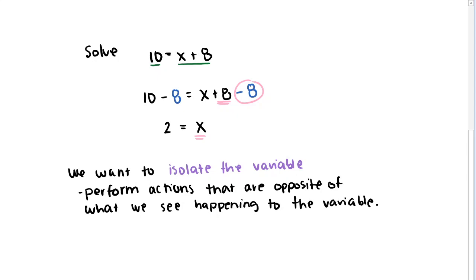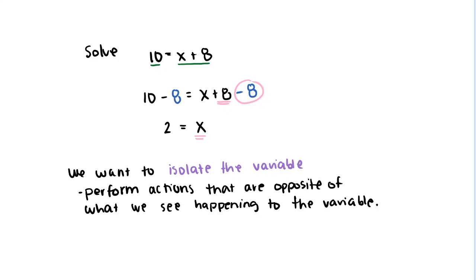So in this example, we see that 8 is being added onto x, so we should subtract 8 from that expression. And really, when we do this, we want to do it to the other side as well, because if they were the same to begin with, then it's fair to subtract 8 from both sides and still call them the same.